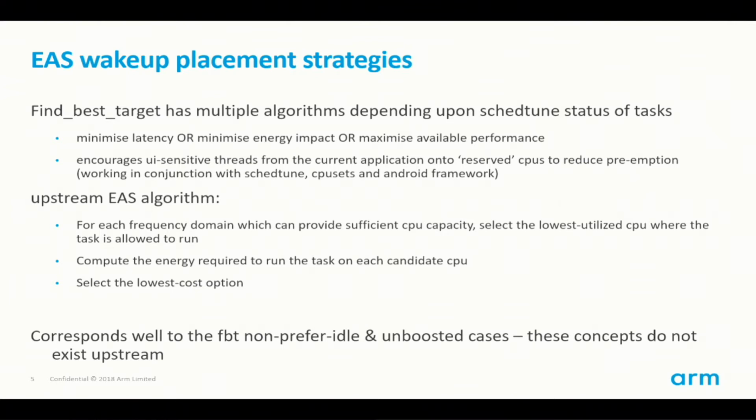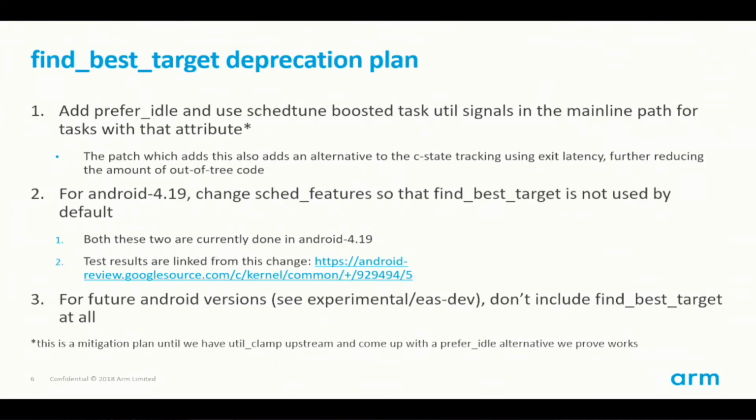So why do you want... so you really need to find a solution upstream for this find best target missing feature? Well, I think the solution is going to be to remove it. There's a couple of things missing upstream. We don't have a concept of prefer idle and boosted task util, but the other parts of find best target are probably replaceable. Now upstream we have an energy aware wake up path, which didn't exist when find best target was written. So we're going to switch to using the upstream energy aware wake up path.